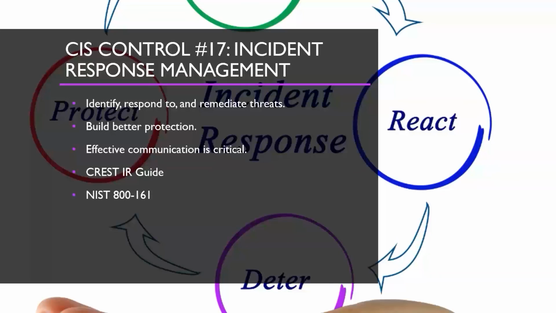CIS Control 17 is incident response management. So why is incident response management so critical? Well, a comprehensive cybersecurity program includes protection, detection, response, and recovery capabilities. And the primary goal of incident response is to identify threats to the enterprise, respond to them before they can spread, and remediate them before they can cause harm. In addition, a proper incident response program can help organizations build better detection engineering to help protect against these threats in the future.